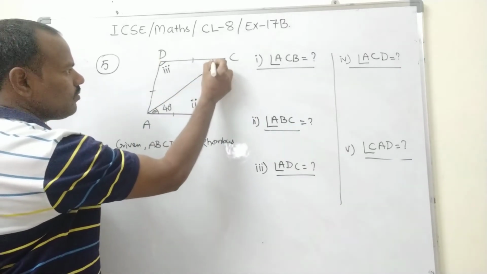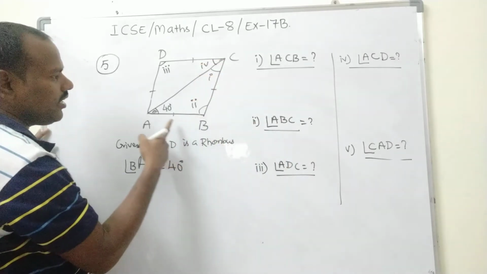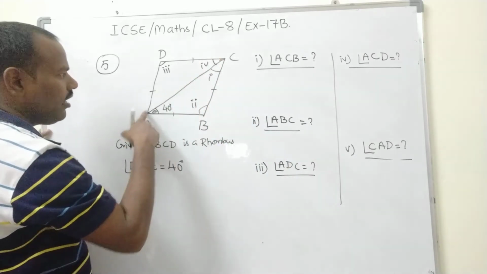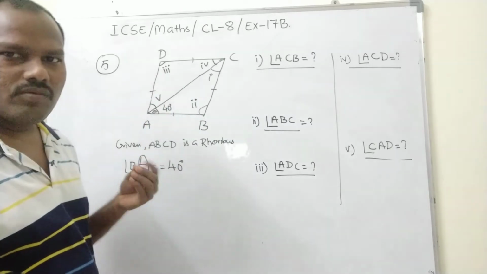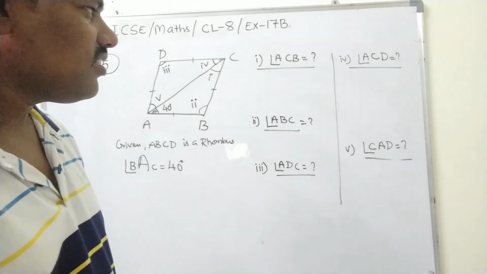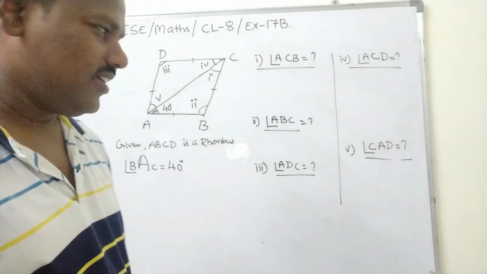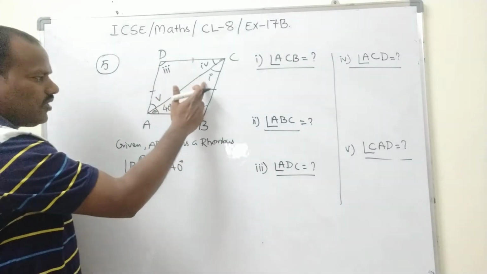ACD, Roman number 4. Next, CAD, Roman number 5. Okay, this fellow did not leave even one single angle. All the angles we have to calculate. That is what is intended. Nicely he gave different names. Okay, right. So let us calculate the first one.